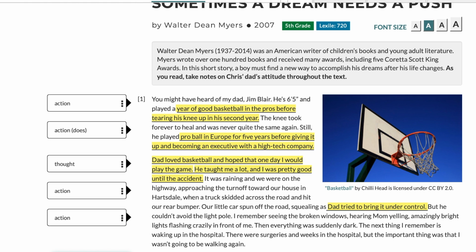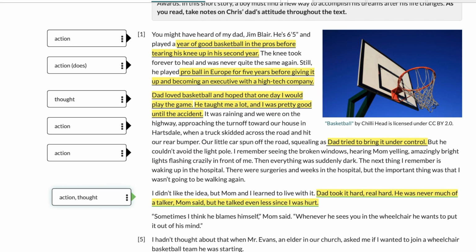All right, so here's an action, right? And I'm actually going to say that this is a thought too, because we know that he took that accident really hard. So that's showing us that this is how he's thinking about the accident, and that he even stopped speaking after it. "Sometimes I think he blames himself, Mom said. Whenever he sees you in the wheelchair, he wants to put it out of his mind."